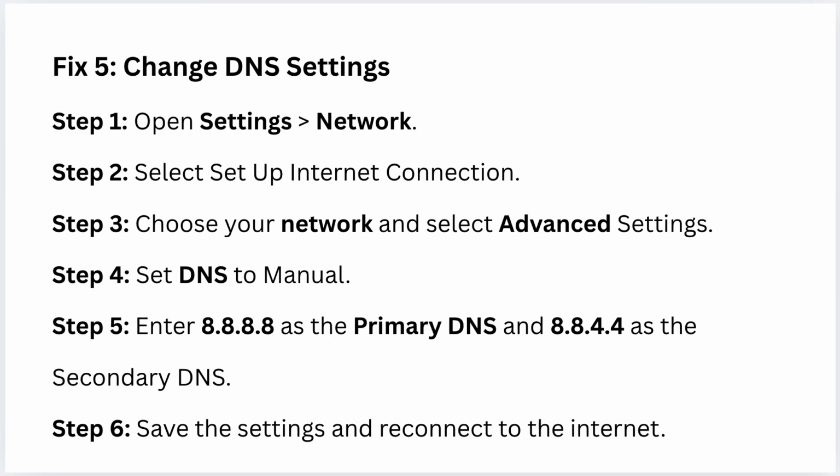Fifth one is change DNS settings. Open settings, then network, then select setup internet connection. Choose your network and select advanced settings. Set DNS to manual, then enter 8.8.8.8 as the primary DNS and 8.8.4.4 as the secondary DNS. Then save the settings and reconnect to the internet.